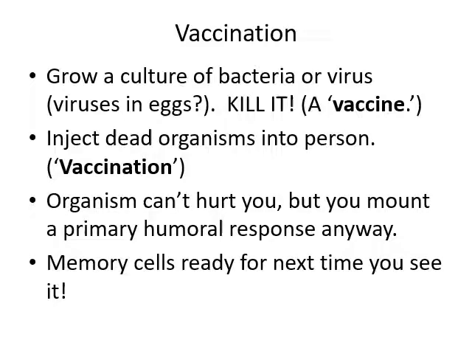So you grow up a culture of bacteria or viruses. Viruses are hard to grow because they're not living things. They won't live on their own, so you have to grow them inside some type of cells. A very common way that you grow the flu vaccine, the viruses that cause the flu, the influenza virus, is to grow them inside the eggs of chickens, because most influenza viruses live in birds as well as humans.